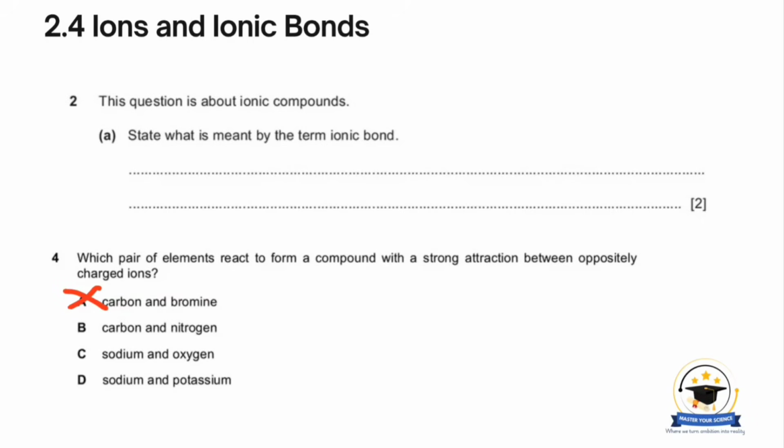Then carbon and nitrogen, those are both non-metals, so that would be incorrect. Then this is sodium and potassium. These are both metals, so that is incorrect. So C is the correct answer because it's saying sodium and oxygen, sodium being a metal and oxygen being a non-metal.